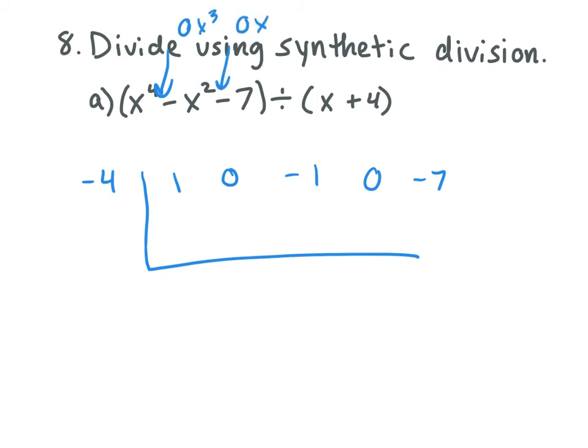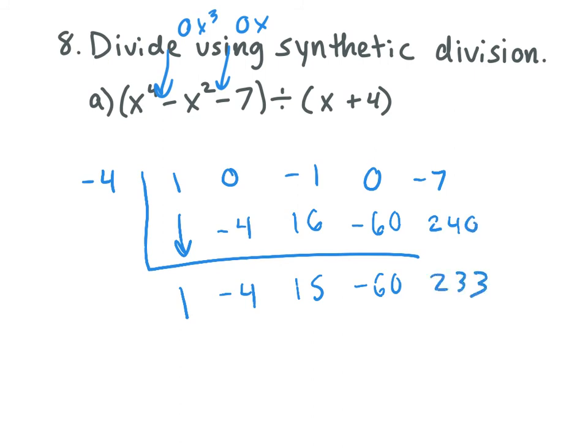So same thing for synthetic division. We need to make sure all of our terms are there. And they have to be in the same order too. So we have to make sure that 0 comes after the x to the 4th, and then 0 comes after the negative 1. What do we do first? Drop down the 1. Then what? Multiply by negative 4, then we add, then we multiply, then we add, then we multiply, then we add, then we multiply, then we add.